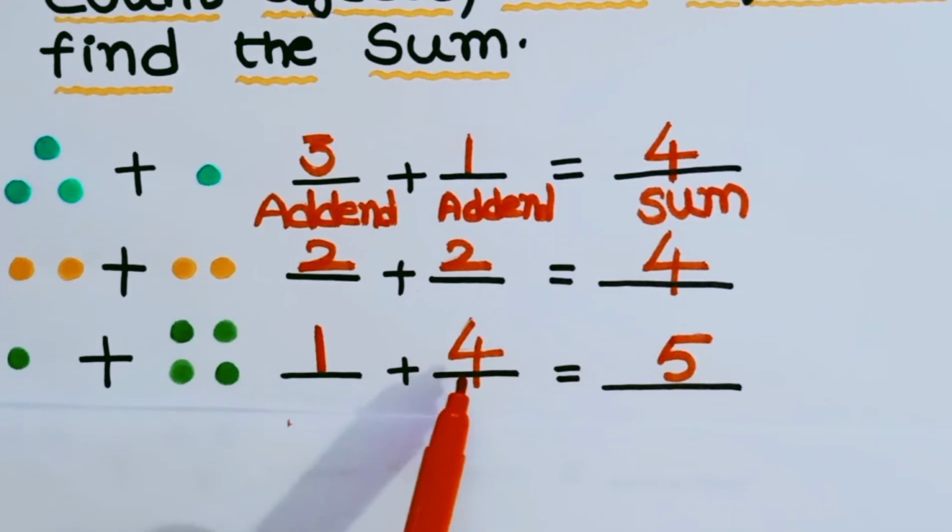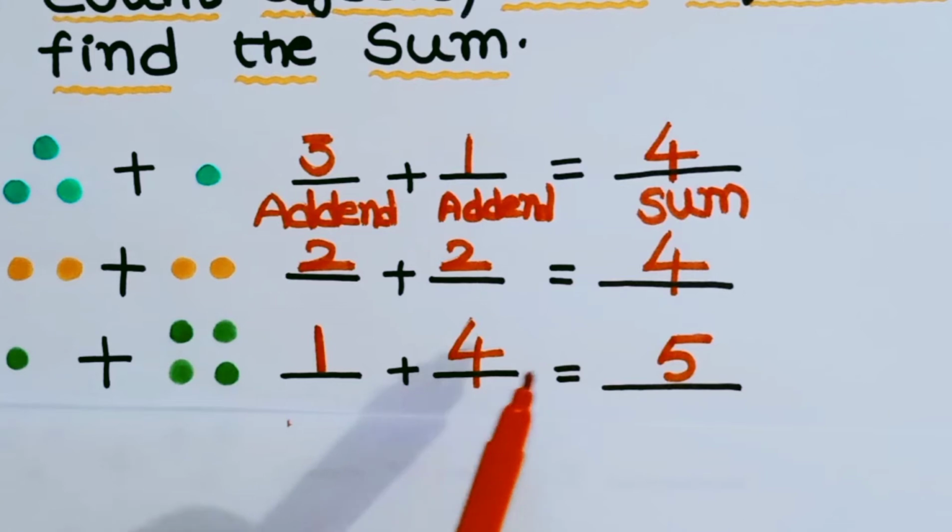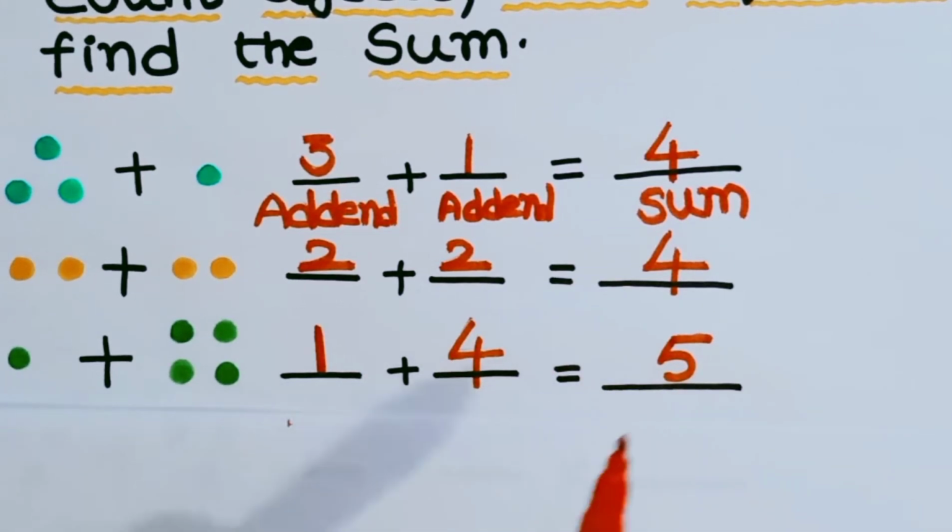The addition of 1 and 4 is 5. 1 plus 4 equals 5. The sum of 1 and 4 is 5.